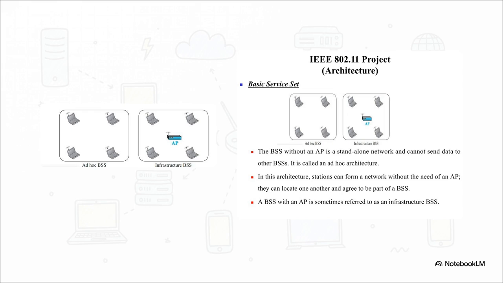Let's look at the city planning of a Wi-Fi network. There are basically two distinct ways to build our basic neighborhoods, or basic service sets. First, you have the Ad-Hoc BSS. This is a standalone network without an access point, where devices just find each other and agree to communicate directly. It's totally decentralized. Then, on the other side, we have an infrastructure BSS. This is what you almost certainly have at home, a setup moderated by a central access point that acts like a traffic cop to coordinate everything.